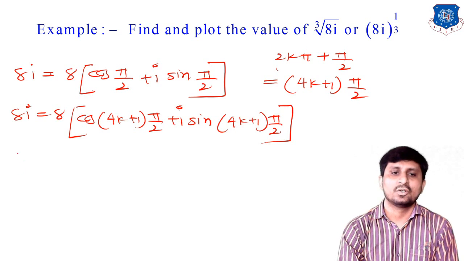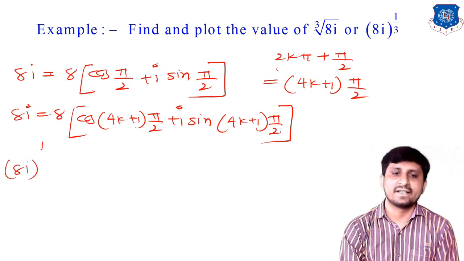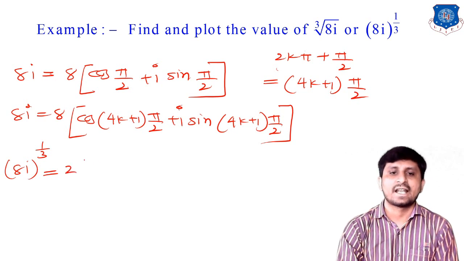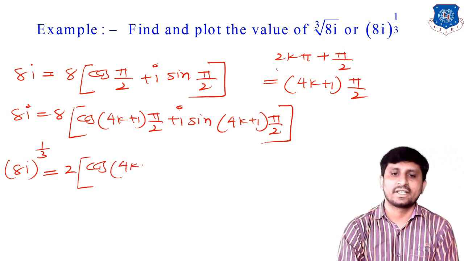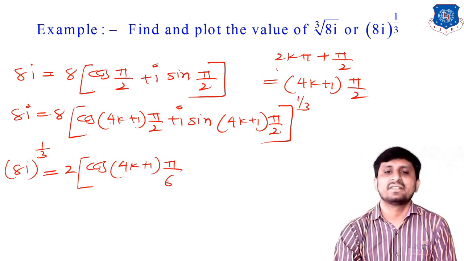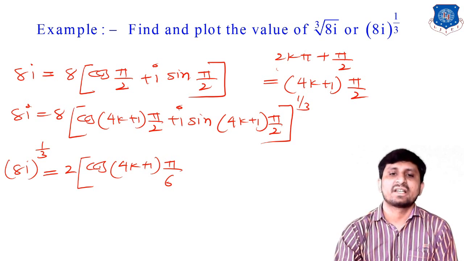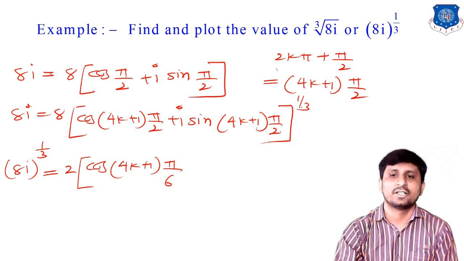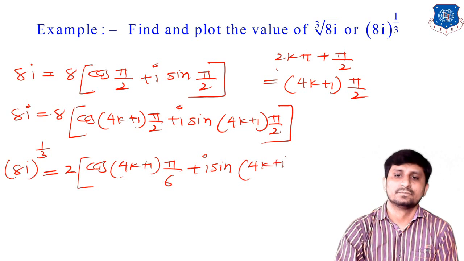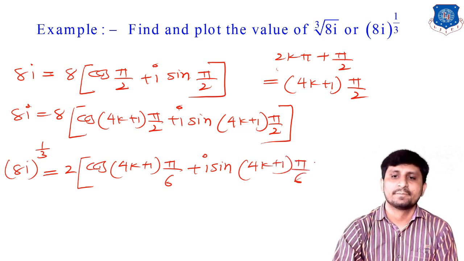Clear? And now take the cube root on both sides. So (8i) raised to 1/3 is equal to the cube root of 8, which first of all is 2. And now apply de Moivre's theorem also. So we get cos (4k+1)π/6, since here we have 1/3 multiplied with (4k+1)π/2. So we can write cos (4k+1)π/6 plus i sine (4k+1)π/6.